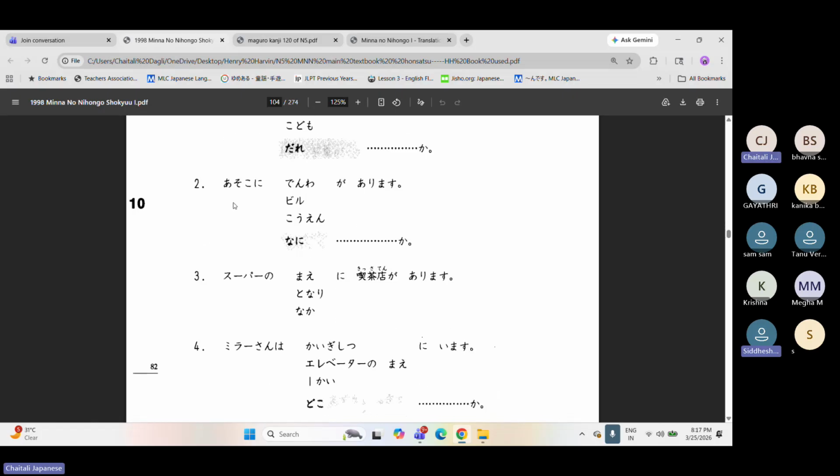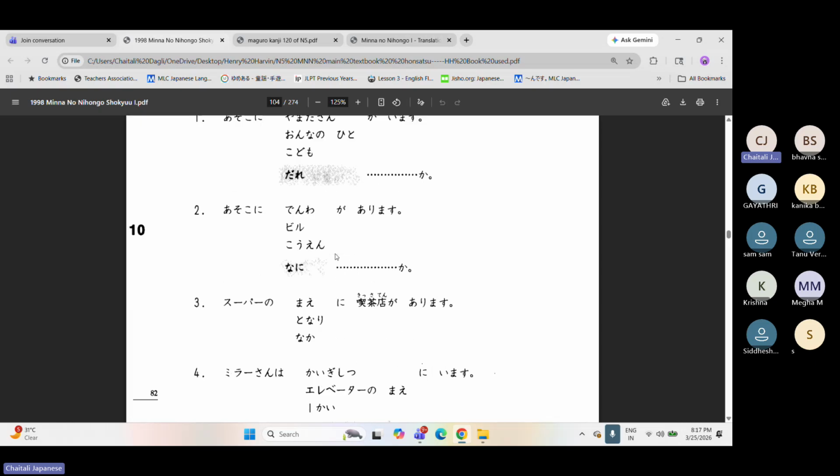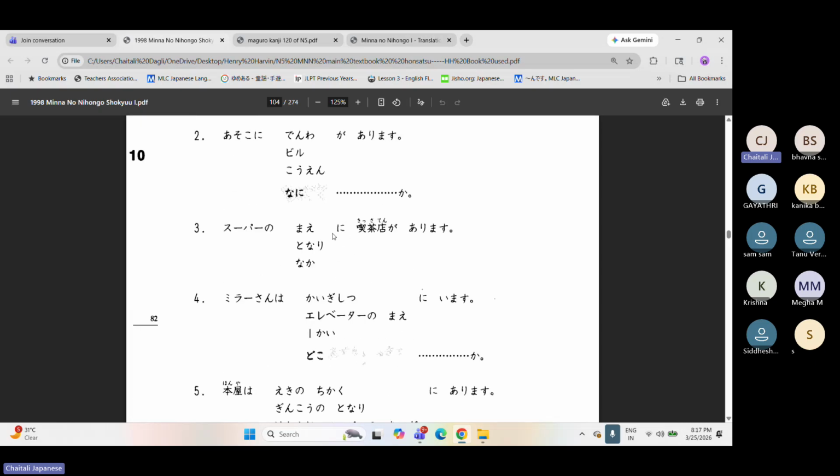Next. Asoko ni denwa ga arimasu. Non-living being. So there is a telephone. Asoko ni biru ga arimasu. There is a building. Asoko ni kouen ga arimasu. There is a park. Nani, what is there? Whatever you are answering. Simple sentences we are making for ga imasu and ga arimasu. Now we are looking at the placement, where exactly a non-living being and a living being is located.